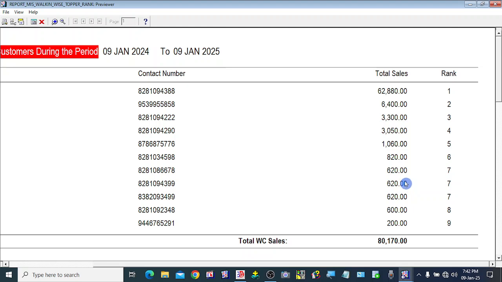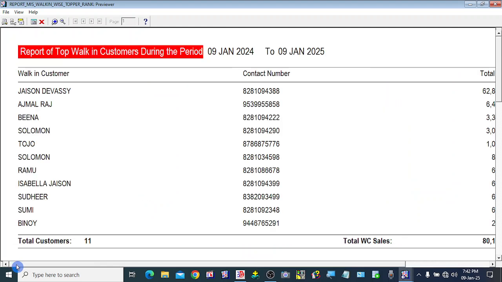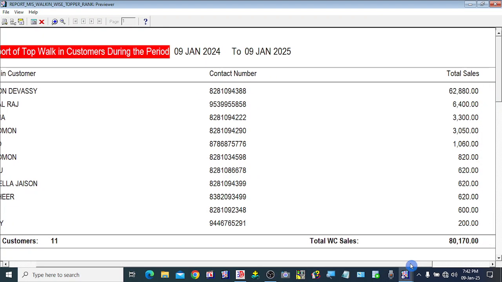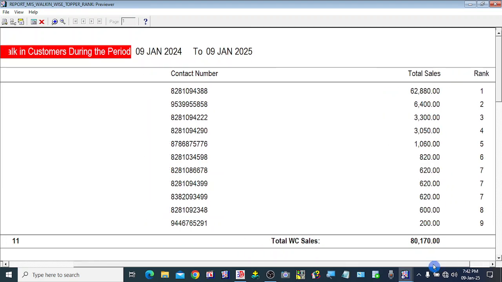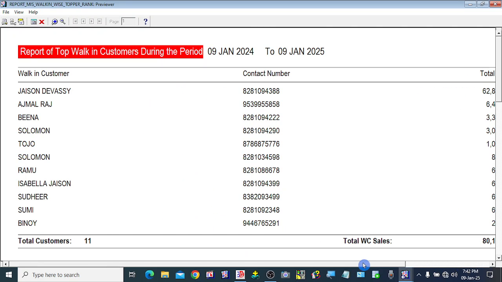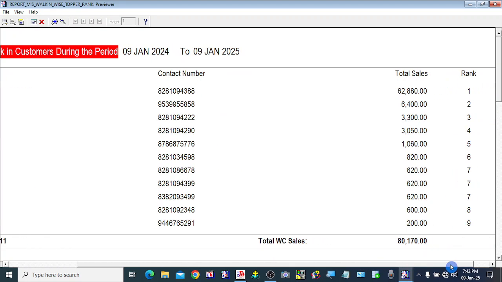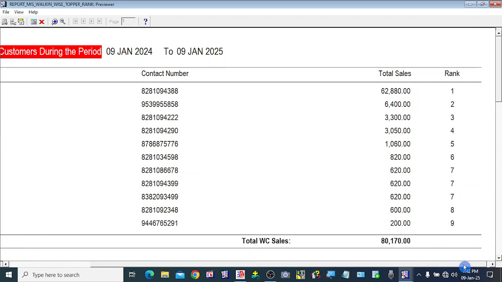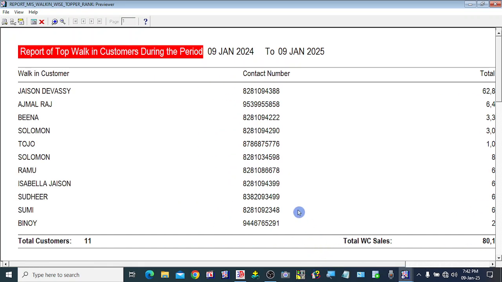By generating this report, either on a monthly or quarterly basis, we can identify who is your top walk-in customer during the specific period, and based on that, for sales promotional activity, you can also give some prizes to these top walk-in customers to motivate them to visit your store regularly and buy more products from you.